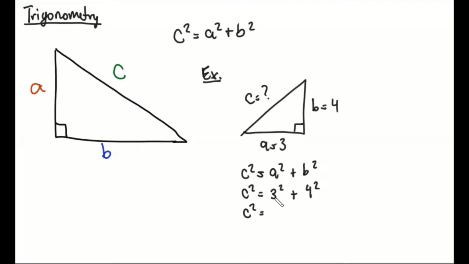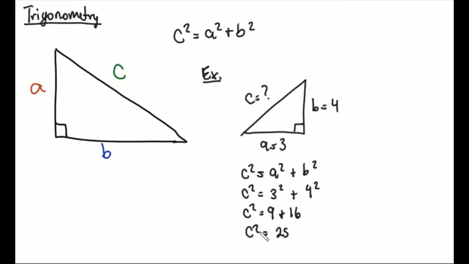Now remember, you want to do the squares first. So 3 squared is 9, and then 4 squared is 16. Then we're going to want to add those up. So 9 plus 16 gives me 25.